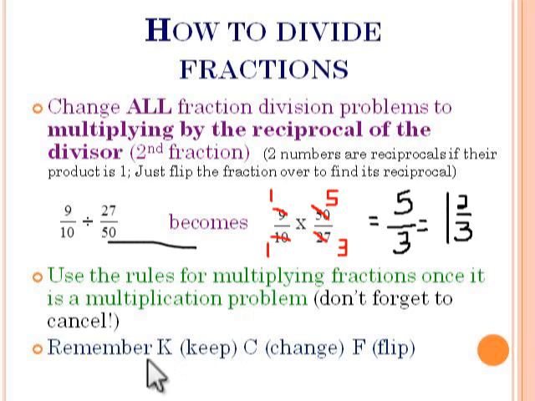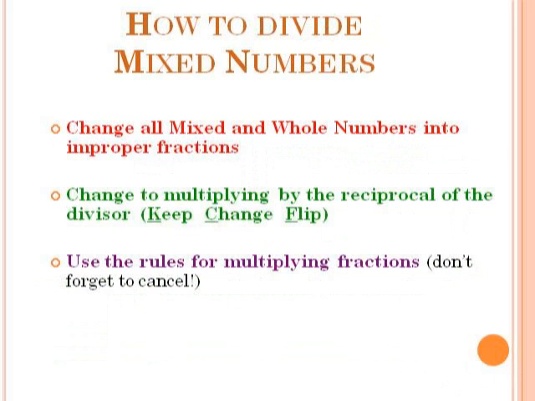So here's what we want to remember. Keep the first fraction. You can't flip whichever one you want to. You have to keep the first fraction. Change the sign and then flip or use the reciprocal of the second fraction. Now, what if we have mixed numbers? If we have mixed numbers, then we have to first change the mixed and whole numbers into improper fractions.